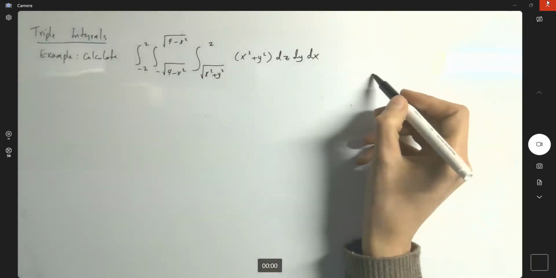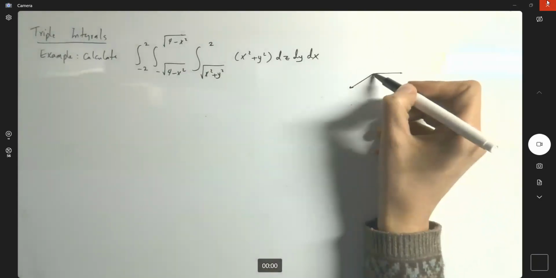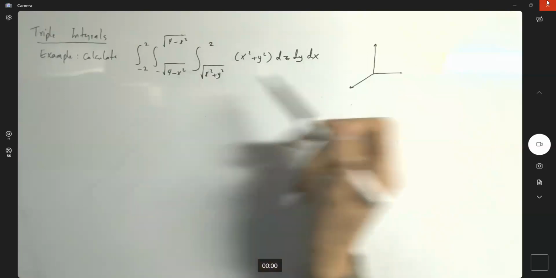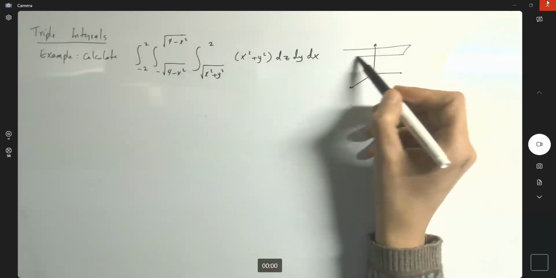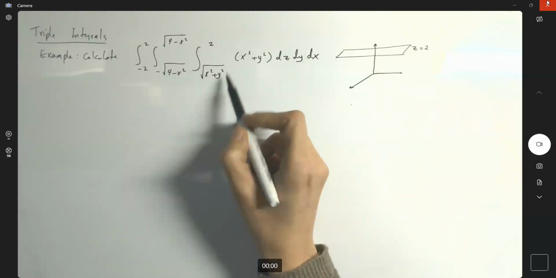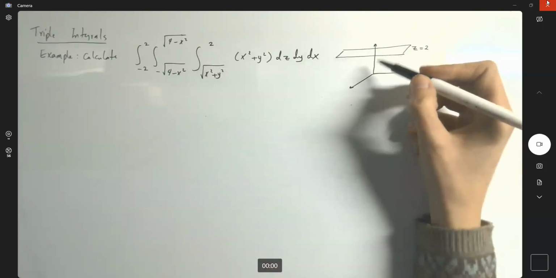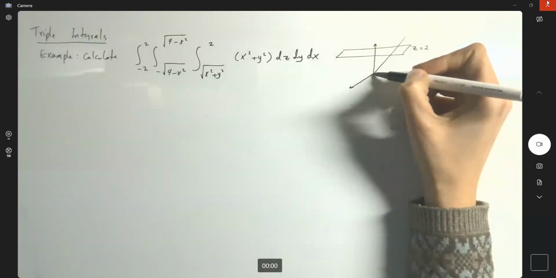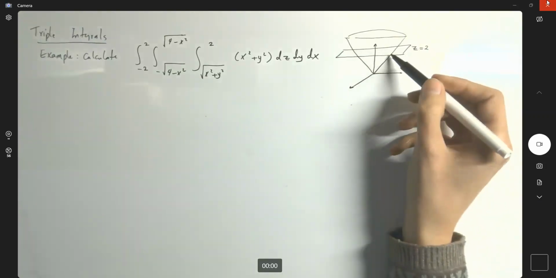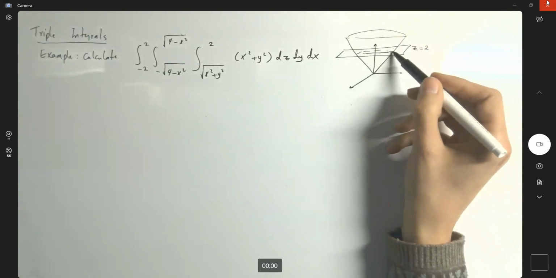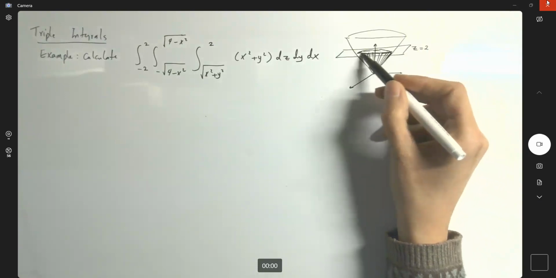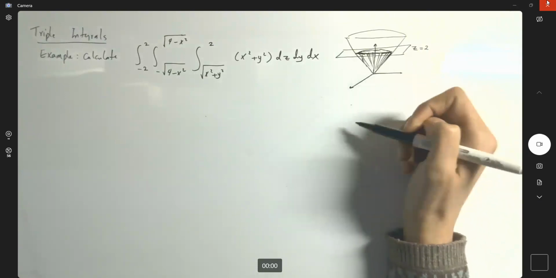So let's take a look at a very rough sketch here. My z on top is bounded by 2. This is z equals 2. This is a plane. Nothing really complicated about it. And from below it is bounded by the square root of x squared plus y squared, which is just this guy right here. So we have this object down here. This is the object that we're looking at, right?